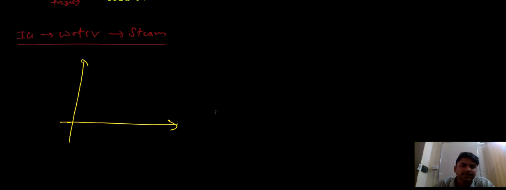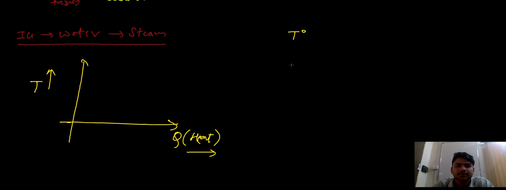Let's say I'm drawing two axes. On this axis I'm putting Q, that's the heat you are giving to the system. So that's your Q, and this is the temperature of the system. I'm starting with some temperature of ice as T naught.